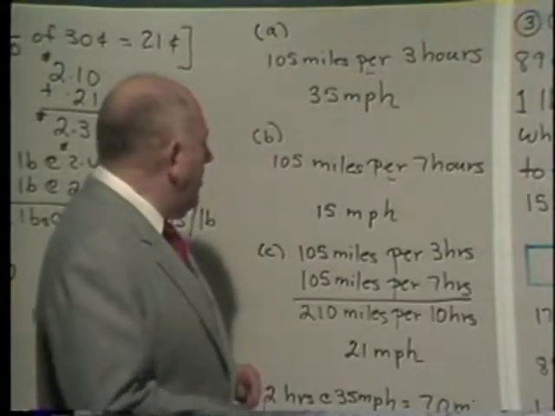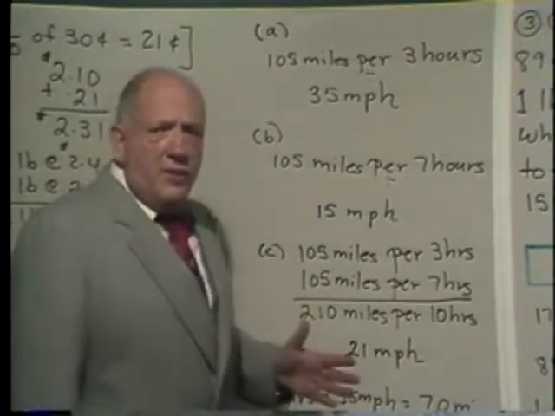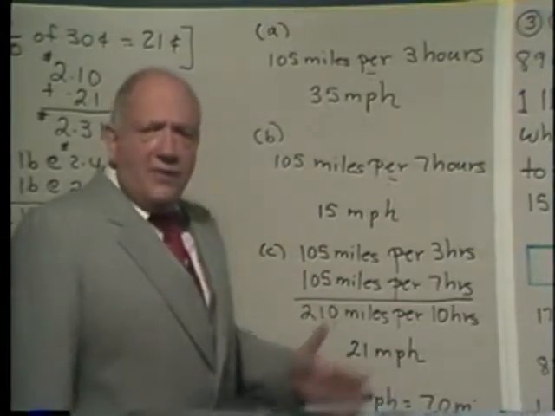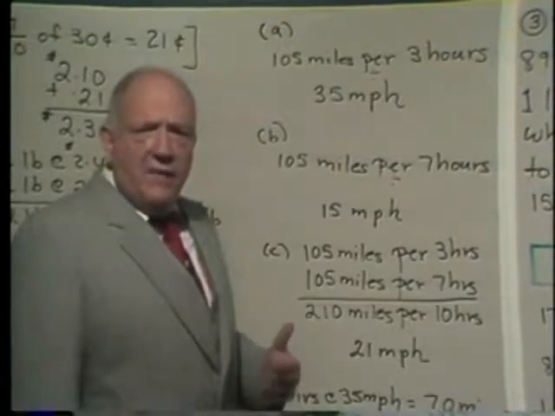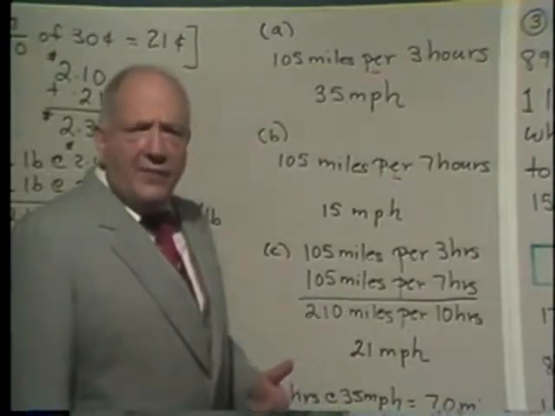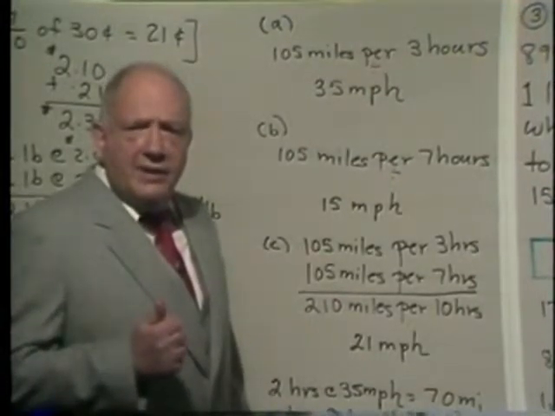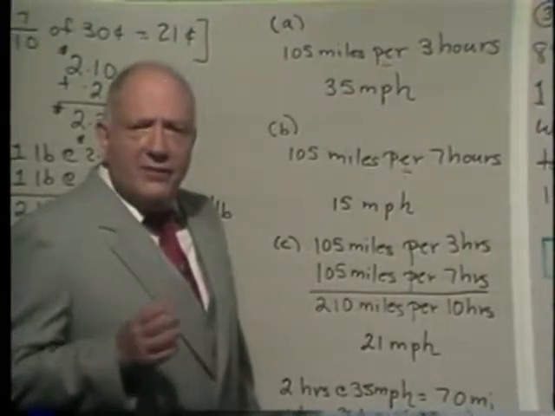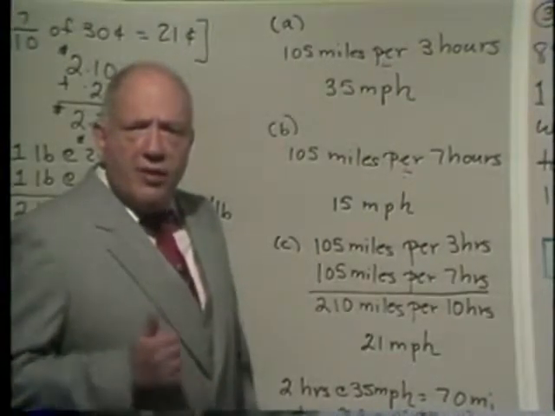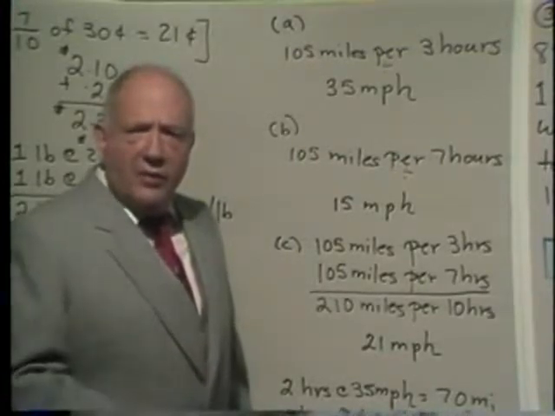The most common mistake that people make on Part C is they say, look, if you went 35 miles per hour one way, 15 miles per hour the other way, 35 plus 15 is 50. 50 divided by 2 is 25. The average should be 25 miles per hour. The problem with that is that you were assuming that you went the same amount of time at both speeds, which wasn't the case in this problem. Remember, it took you 3 hours one way and 7 hours the other way.